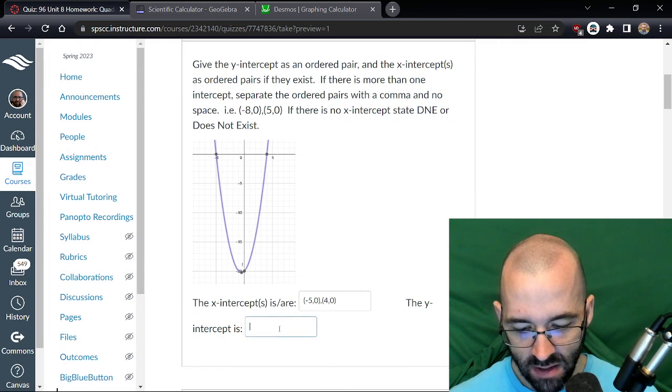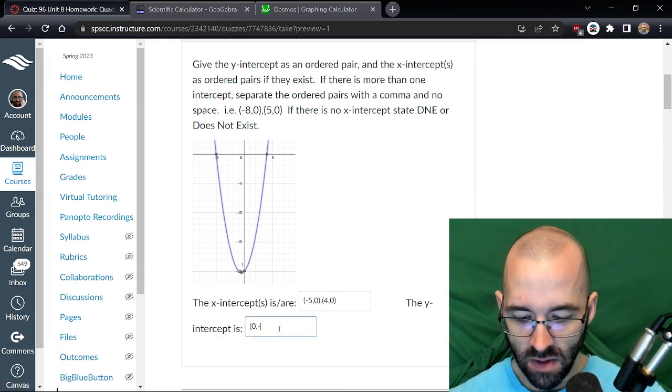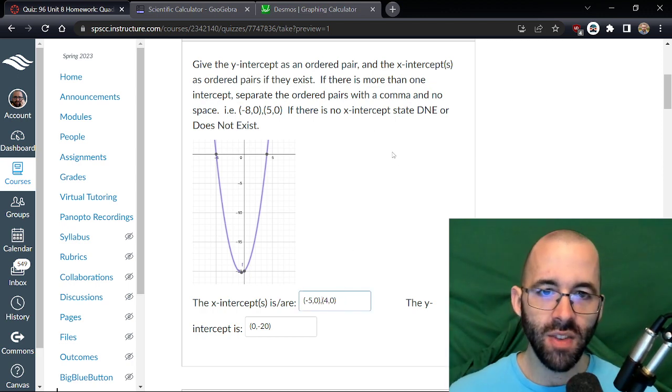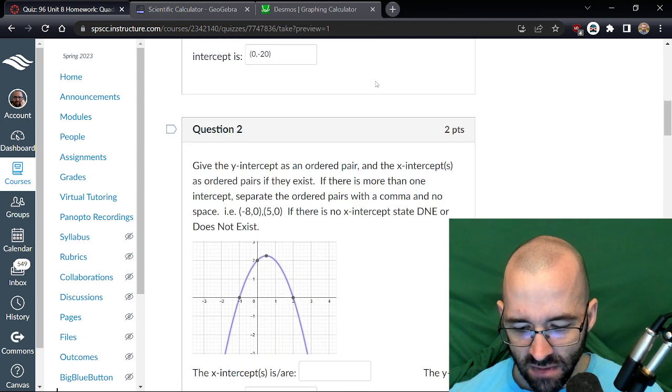All right. So 0, -20, make sure we're inputting our answers correct. Read the instructions. If there's more than one intercept, separate with an ordered pair. Separate the ordered pair with a comma, no space. We did it. Instructions, especially on the Canvas ones, are pretty finicky.